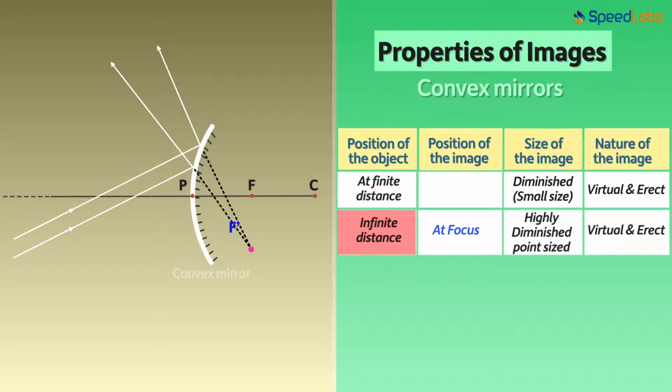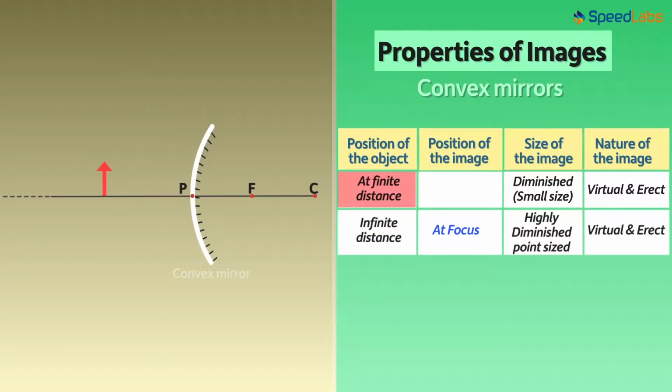What now? Now let's keep the object at a finite distance from the mirror and try to represent the image formed for this case using a ray diagram. So how did we proceed? We only need to take any 2 points on the object, which is represented by this arrow, and find out the image of these two points first by drawing at least 2 rays emerging from each point.